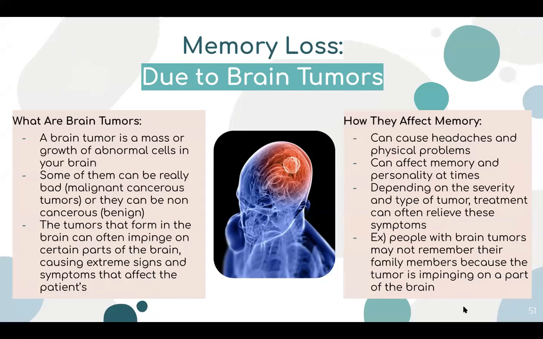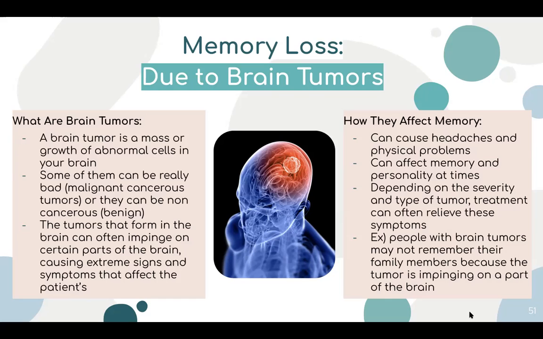The tumors that form in the brain can often impinge on certain parts of the brain, causing extreme signs and symptoms that affect the patient. How do they affect memory? They can cause headaches and physical problems, and can affect memory and personality at times. Depending on the severity and type of tumor, treatment can often relieve these symptoms.